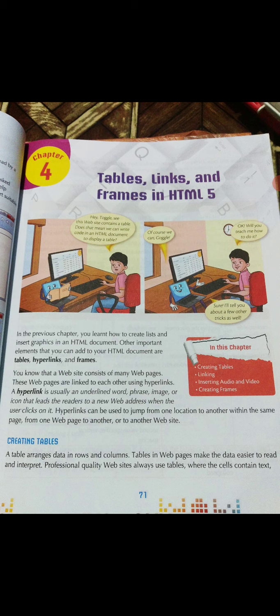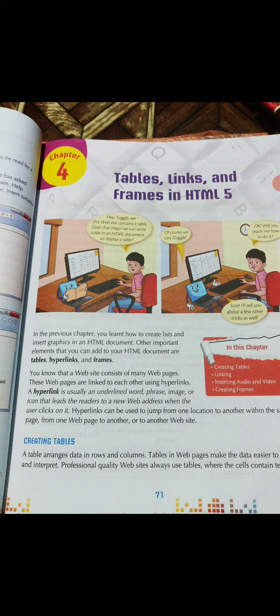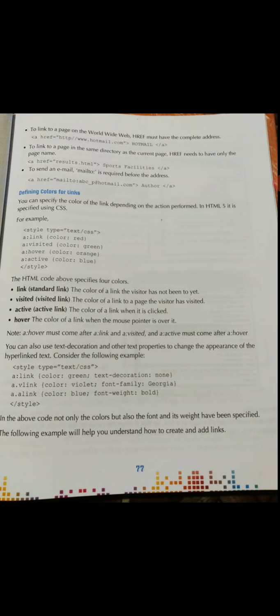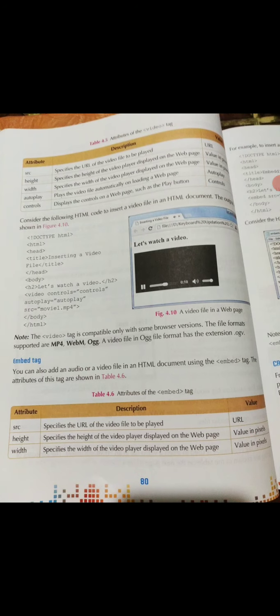So students, we were in chapter number 4, and the name of the chapter was Tables, Links and Frames in HTML5. In my last class I gave you some questions and answers, and I finished the explanation of the chapter. I think no one has any doubt regarding the explanation, and everyone has learnt the answers I gave. Today I will give you 4 more answers of this chapter, then our chapter is fully completed.